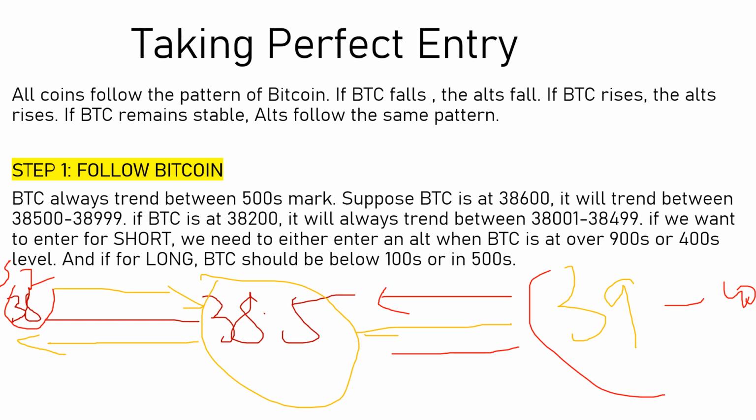Suppose you're in a bear mode and the RSI shows it's oversold. So what do you do? You just take entry in the 39 or in the 38.5 range, and you short it. That's how we buy, and that's how we sell. Always consider two things: see the Bitcoin price, see the RSI, then enter the trade.